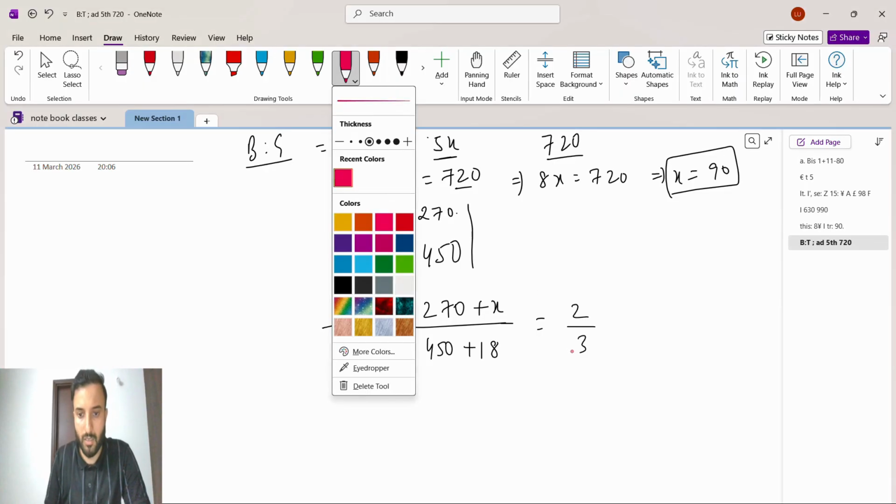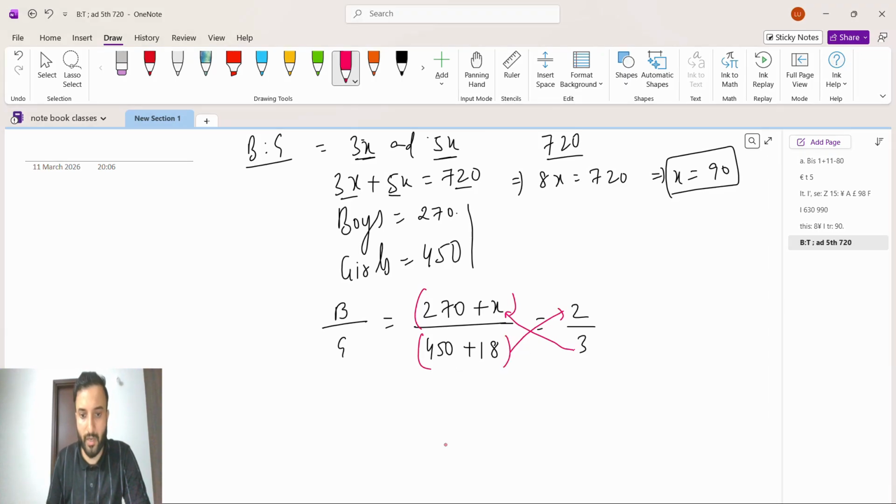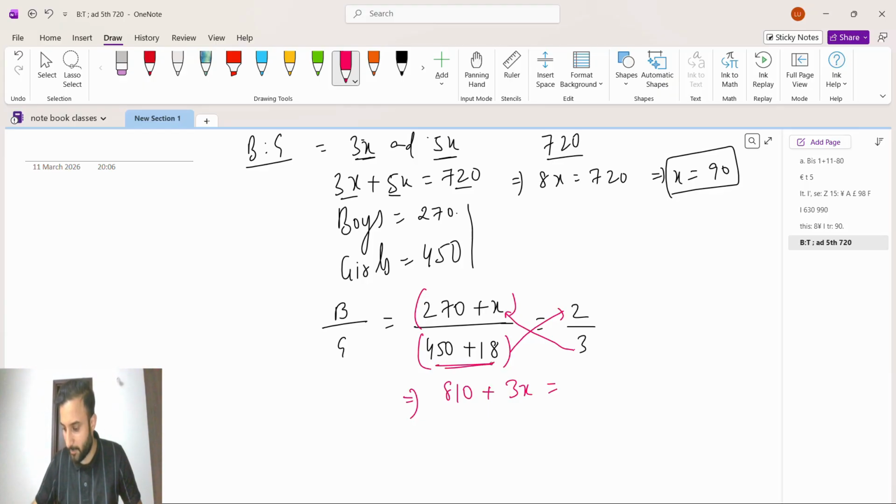Cross multiplication we will do. Look, 270 into 3, that is 810. 810 plus 3 into x, 3x equals 450 plus 18, which is 468. 468 into 2 is 936.